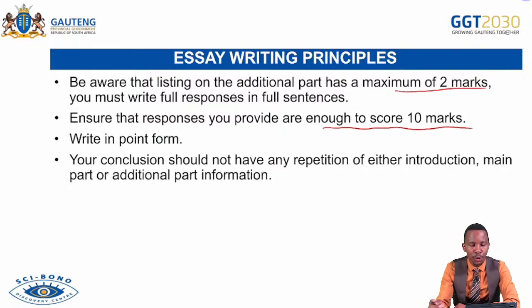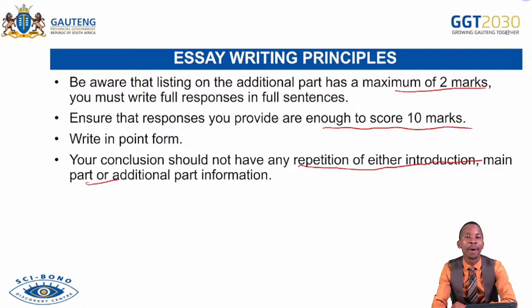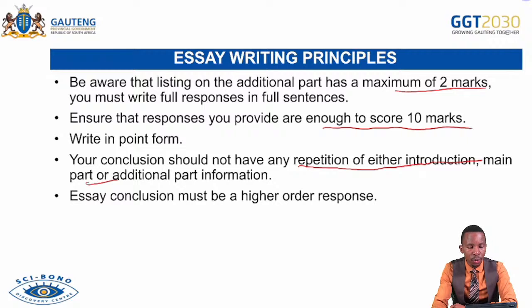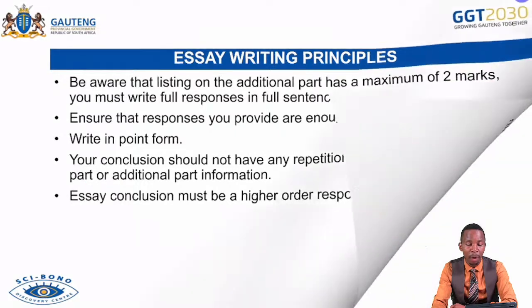Your conclusion should not repeat either the introduction, main part, or additional part. Your conclusion should be a critical or authentic response, whereby you look at the concept and become more critical of it. An essay conclusion must be a higher order response. You don't have to provide a listing. You need to provide a higher order response as you write your conclusion. That will give you a maximum of 2 marks.